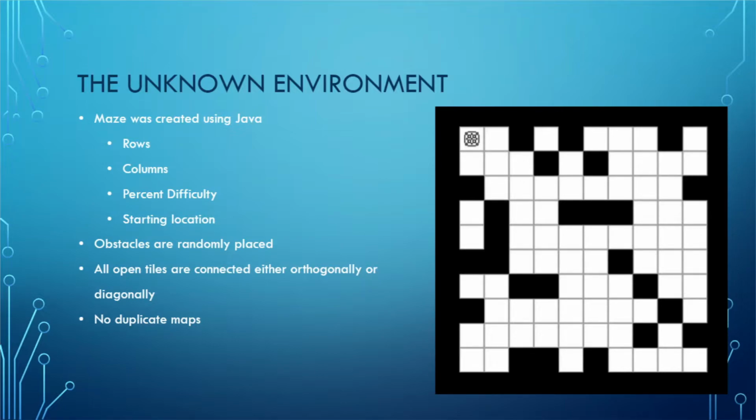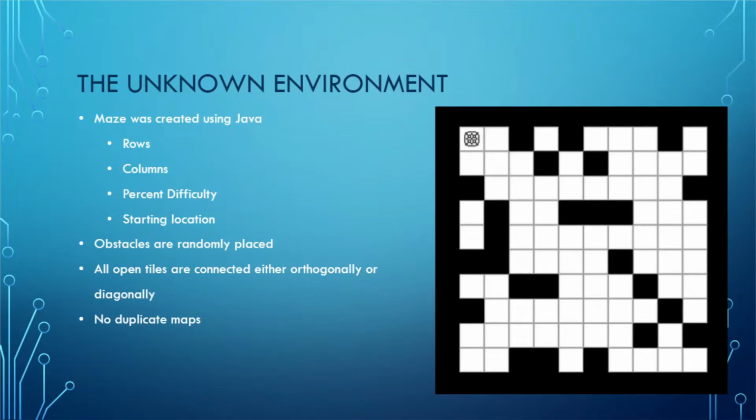If they are not connected, the maze is discarded. This is because an open tile that is blocked off by obstacles could be effectively counted as an obstacle, thus changing the percent difficulty. Finally, the program continues to make sure that maps are not duplicates of each other when making a set of maps.